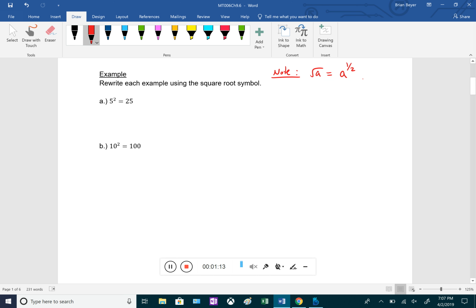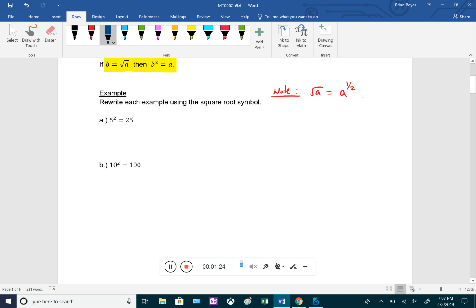Okay, so let's do a couple examples converting between the two forms. Let's rewrite each example using the square root symbol. So we have 5 squared equals 25. Based on this definition above that I highlighted, this means that 5 equals the square root of 25. So the square root of 25 is 5. You have to be able to think backwards from when you're squaring something.